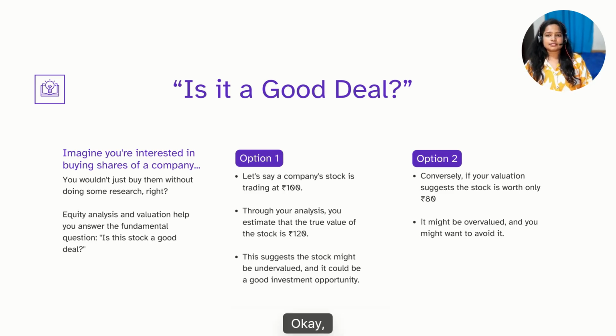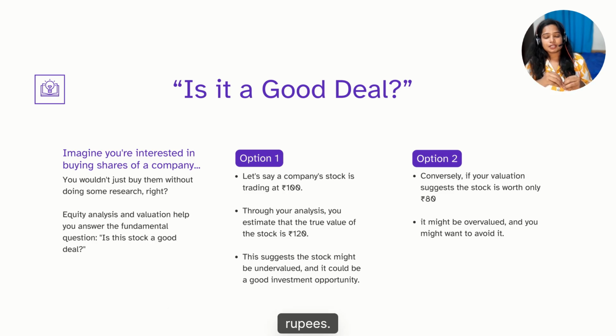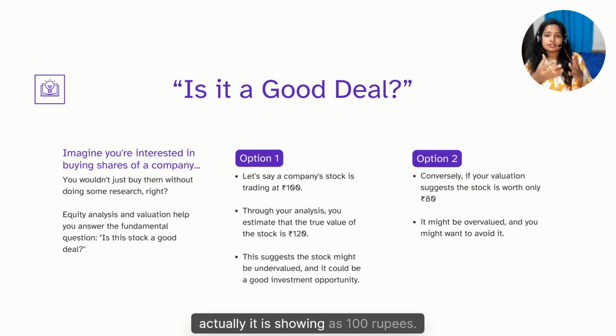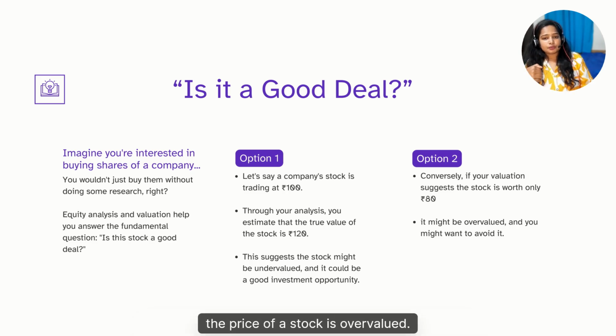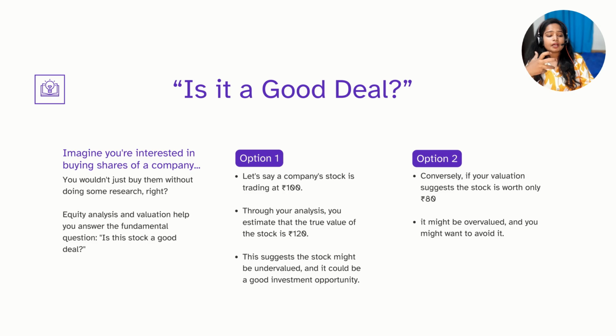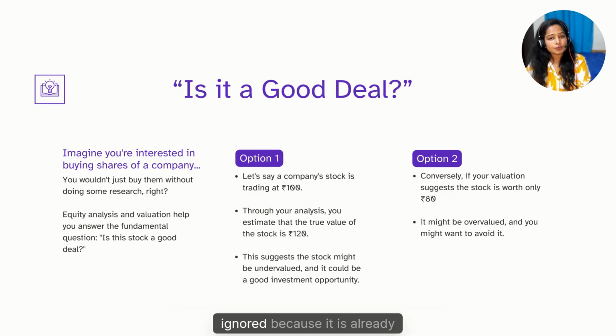Now you have two options. Okay, so option one says that the company's stock is undervalued by 20 rupees because through your analysis and research the price of the stock is 120 rupees, but actually it is showing as 100 rupees. And option 2 says that the stock price is 80 rupees through your analysis and research. That means that the price of a stock is overvalued. So this suggests that the undervalued stock can be purchased. Like if we go with option 1, the stock can be purchased, but if we go with option 2, the stock must be ignored because it is already overvalued.